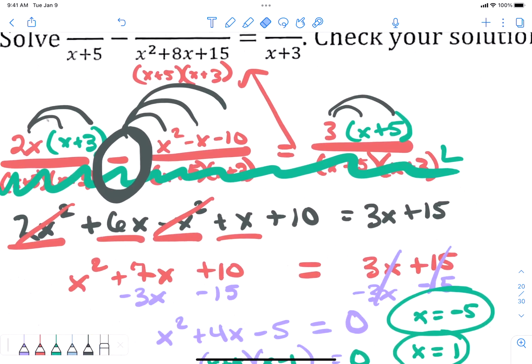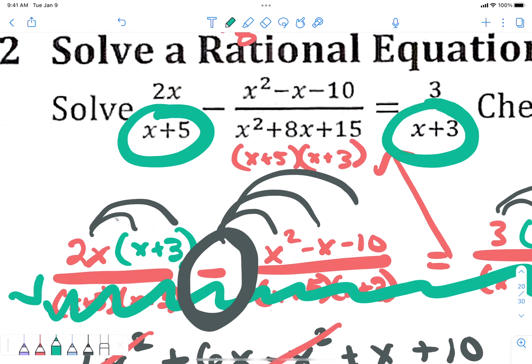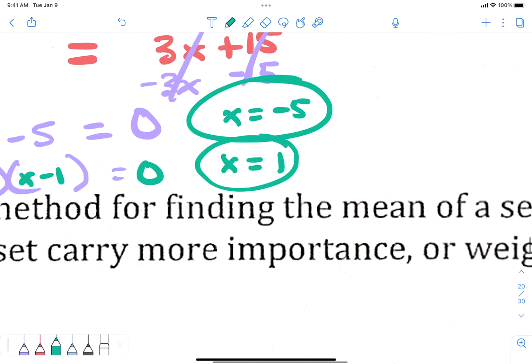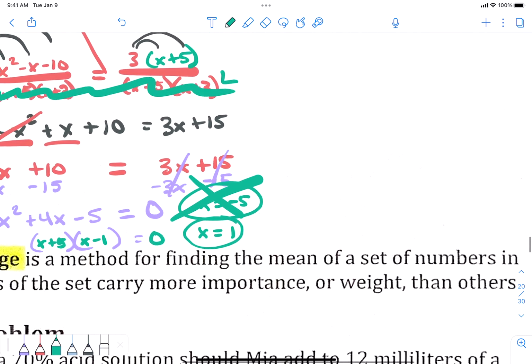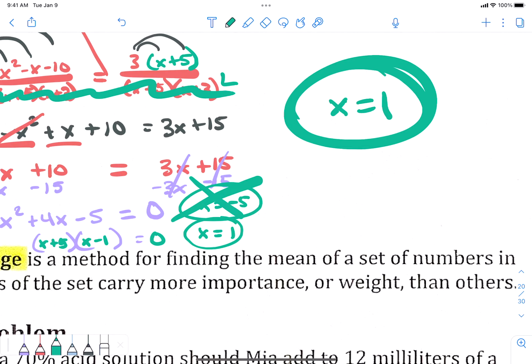Yeah. Okay, take a look at this top. What can x not be? It can't be negative 5 or negative 3. We got negative 5 as an answer, so that can't be an x. So our only answer is positive 1. That's the only answer that I have. Does that make sense? You have to go back through and look. Okay?